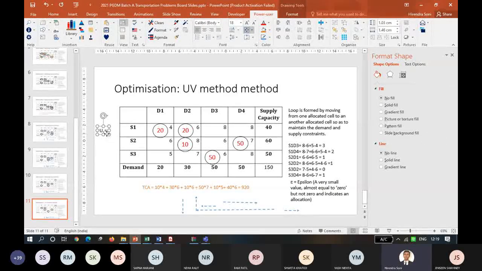What we do is we identify two major components, U and V.